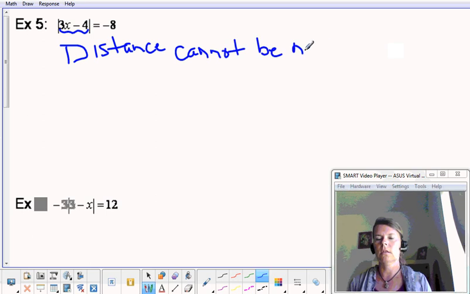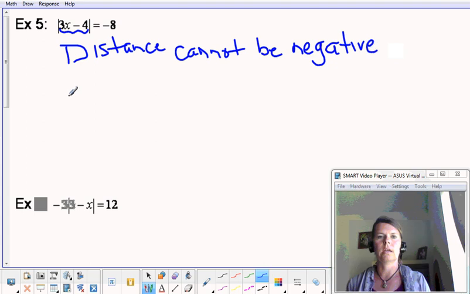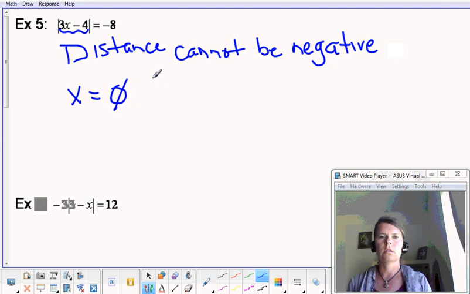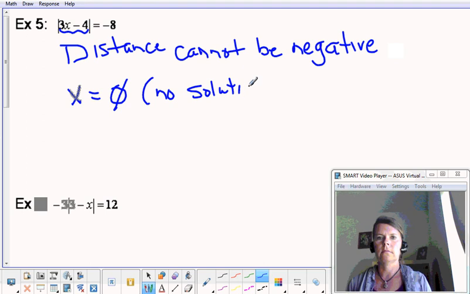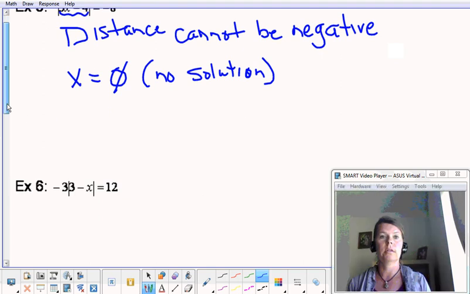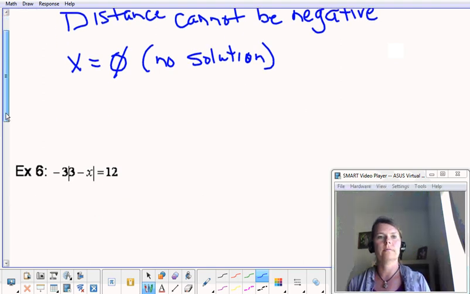Not until you get to trigonometry, pre-calculus, and then they'll talk about vectors, and they can be negative, but we're not there. So distance with absolute value cannot be negative. So x, we say, equals the empty set. This just means no solution. This is a more advanced way of writing it. And as you get into Algebra 2, you should learn the more advanced ways of writing things. And we're done. That was kind of an easy one because we're like, oh, it can't be negative, we're done.